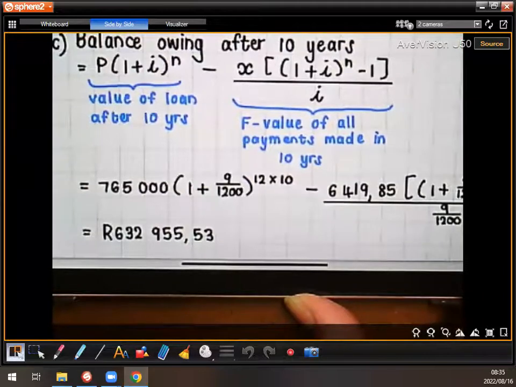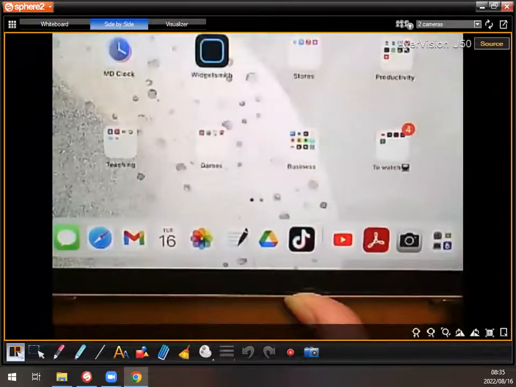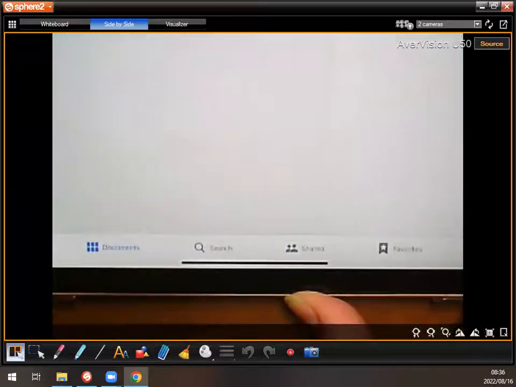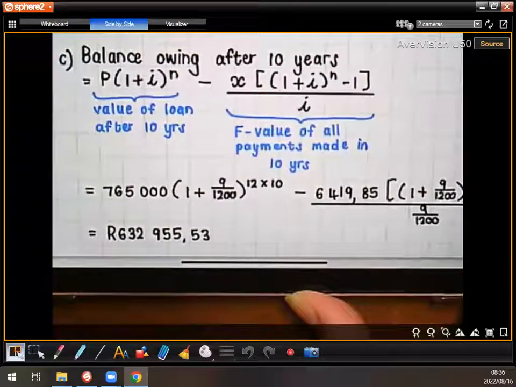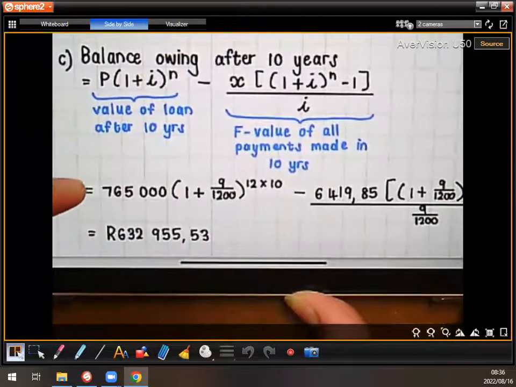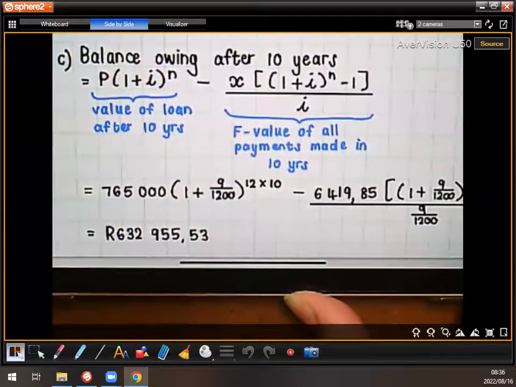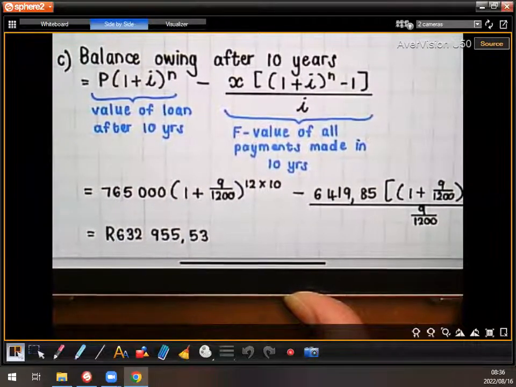Guys, if you were Sam, then I think you'd be upset by this because the loan amount was 765,000. Okay, so the loan was 765,000. He's been paying 6,400 rand a month for 10 years, and look at what he still owes. That's not nice. For the interest, thank you, banks and capitalism and all that stuff.